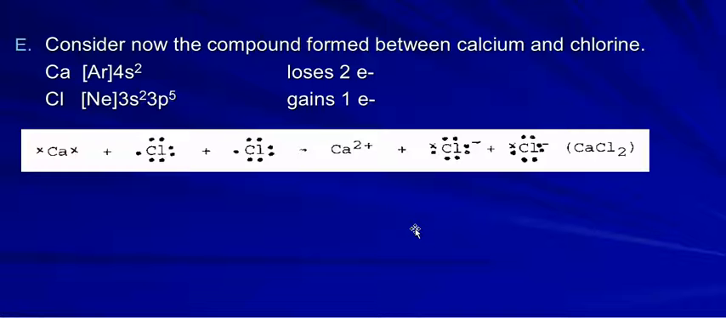Now consider the compound formed between calcium and chlorine. Well, calcium ends in 4s2, so metals are going to lose. Calcium is going to lose 2 valence electrons. Chlorine, again, is going to gain 1 to give it 3p6. Calcium and chlorine are going to combine in a 1-to-2 ratio, 1 calcium to 2 chlorine. Calcium is going to be isoelectronic with argon. Chloride is going to be isoelectronic with argon. So the ions have very stable electron configurations because they're isoelectronic with the noble gases.